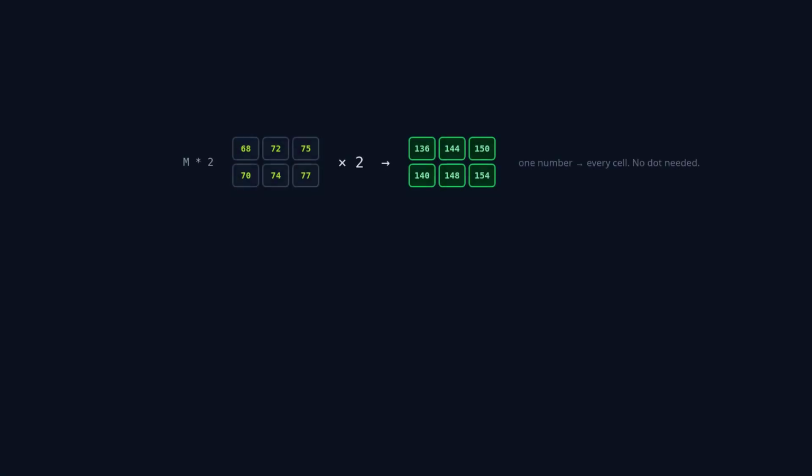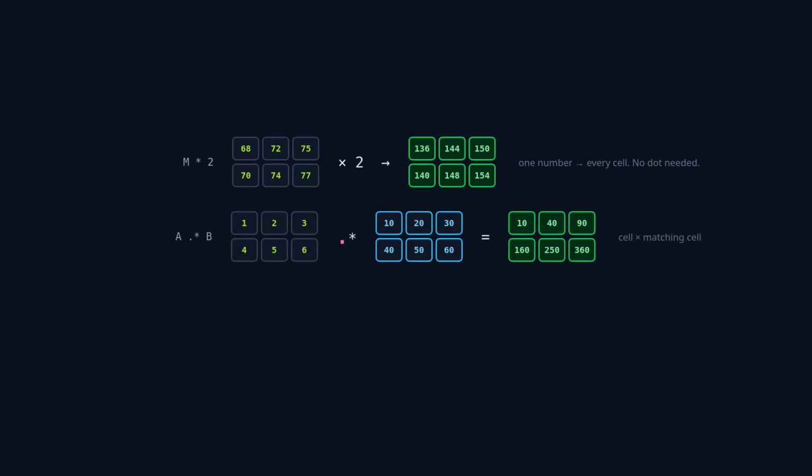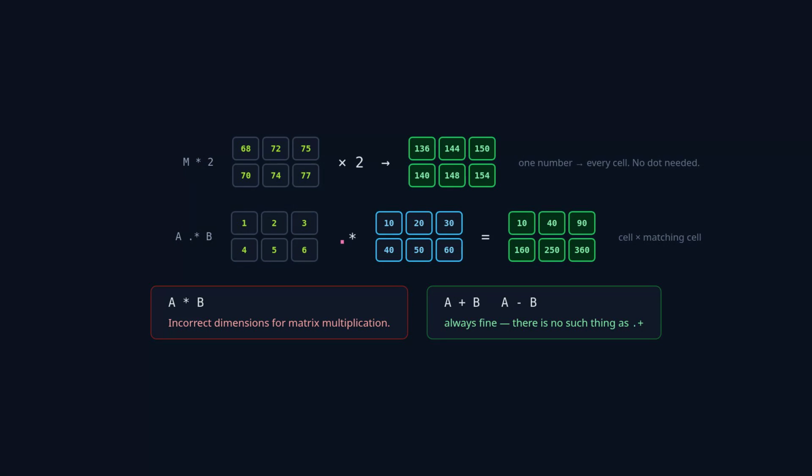Arithmetic with a single number is easy. M times 2 doubles every reading. But put a plain star between 2 matrices and MATLAB does real matrix multiplication, the linear algebra kind, rows against columns. With 2 3 by 7 grids that isn't even defined, so you get incorrect dimensions for matrix multiplication. If what you meant was multiply each cell by the matching cell, you need dot star. Same for dot slash and dot caret.